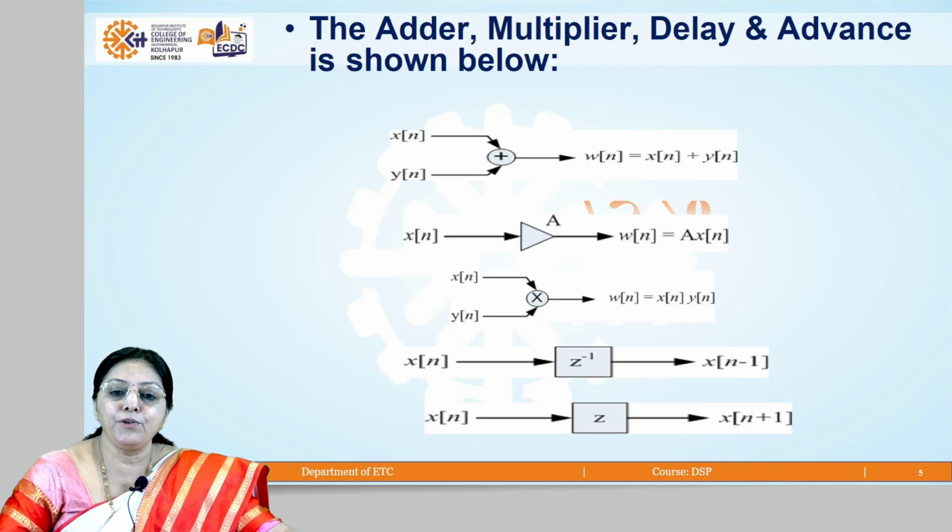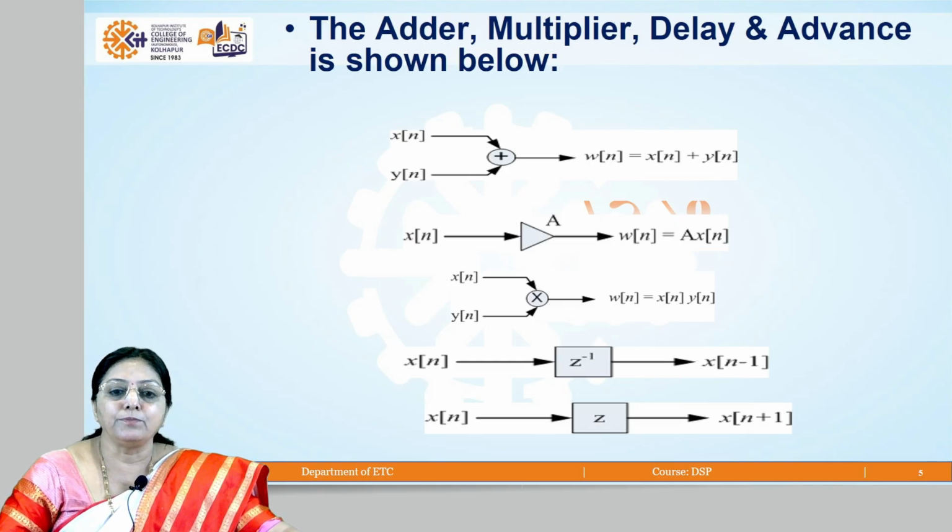Then the delay. If you want to introduce a delay in the system, we take the input x of n and get x of n minus 1. If you want an advanced signal, that is x of n plus 1. So these operate on the input signal: the adder, then the constant multiplier giving a times x of n, then the modulator giving x of n times y of n, and then z to the minus 1 operating on x of n to give x of n minus 1, or x of n plus 1 for the advance.